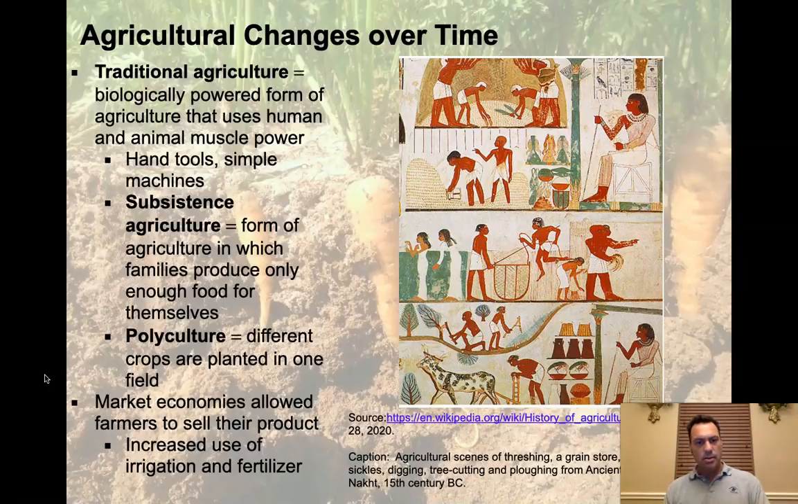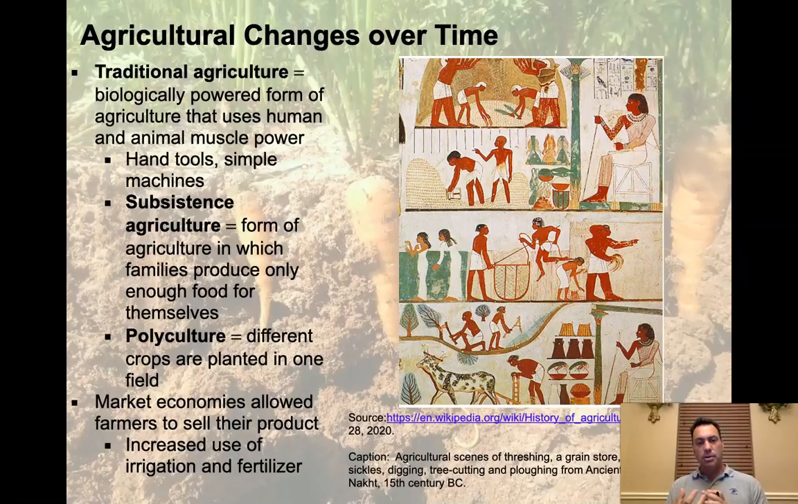So market economies allowed farmers to sell their product. In other words, they could sell their corn and get coin in response, right? So you can't eat a coin, but you can trade it for future needs, future goods and services. So you didn't have to use it all at that moment.